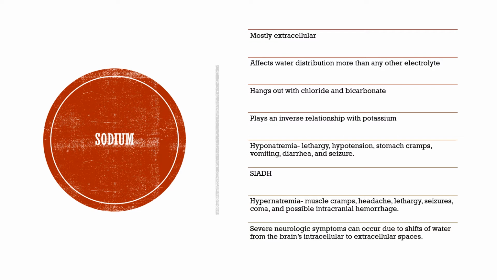So hypernatremia is where the sodium content is above 145. And some signs and symptoms of that could be muscle cramping, headache, lethargy again, seizures, coma, and even possible intracranial hemorrhage. That's very important that you understand the possible intracranial hemorrhage component of that as the fluid is shifting into the brain cells inappropriately.